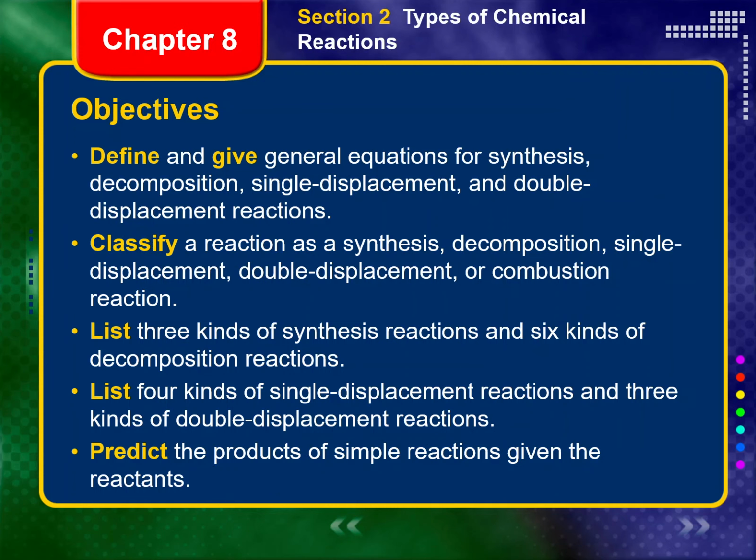At this point, you should be starting to be able to define and give general equations for synthesis, decomposition, single displacement, and double displacement reactions. Classify a reaction as a synthesis, decomposition, single displacement, double displacement, or combustion reaction. List 3 kinds of synthesis reactions and 6 kinds of decomposition reactions. List 4 kinds of single displacement reactions and 3 kinds of double displacement reactions. And predict the products of simple reactions given the reactants.